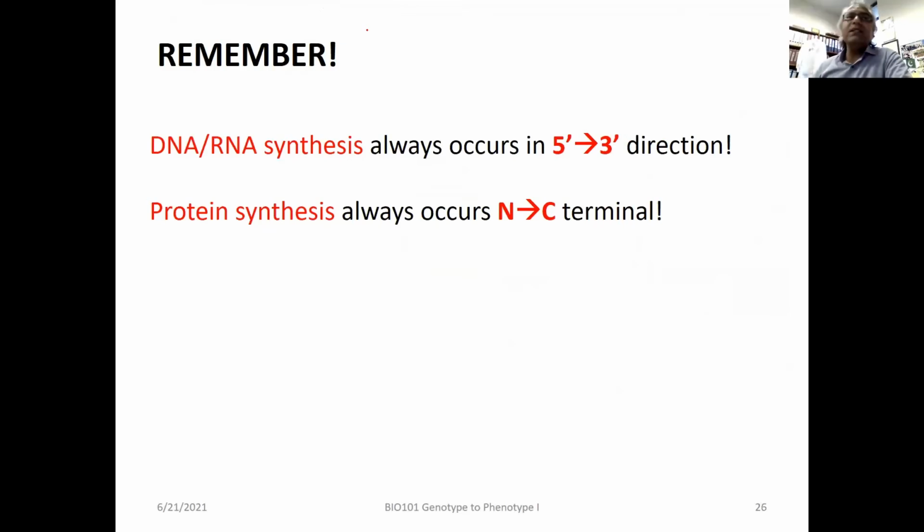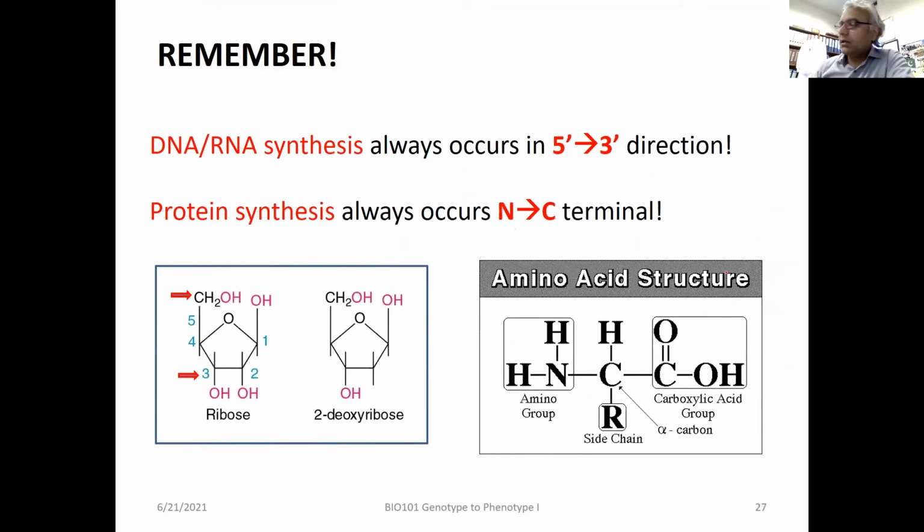Remember, I told you DNA synthesis always occurs 5' to 3'. I told you why. And protein synthesis always occurs from the amino to the carboxyl terminal. DNA synthesis is 5' to 3': you have a free hydroxyl group at the 3' carbon, where the phosphate of the next nucleotide will come, bind, and the polymer will be synthesized. Proteins are synthesized from the amino to the carboxyl terminal. For example, this is the amino group. This is one amino acid structure.